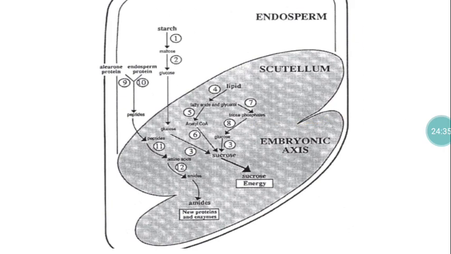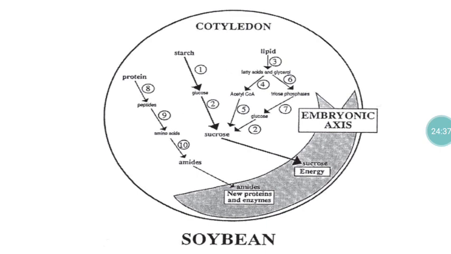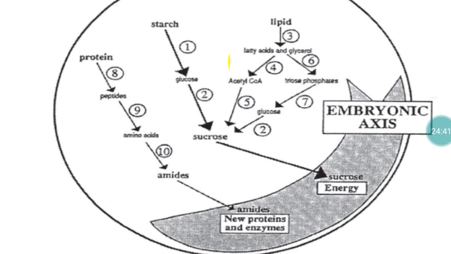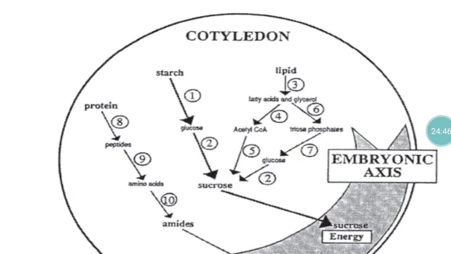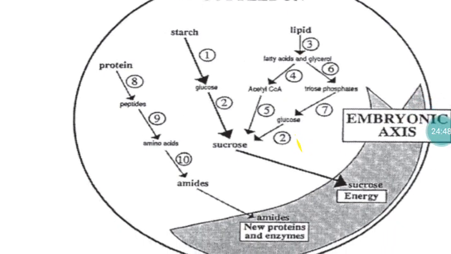A similar kind of event also normally occurs in the case of a dicot. So this is a soybean. The same event occurs here. There, the food material is stored in the endosperm. Here, it is available in the cotyledon. So here also the same event.